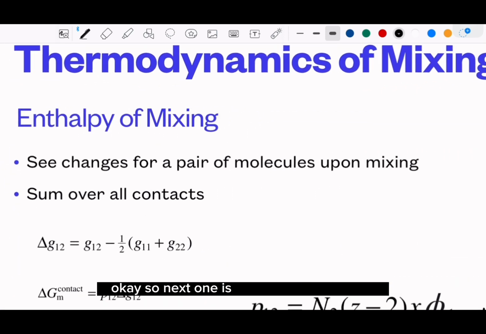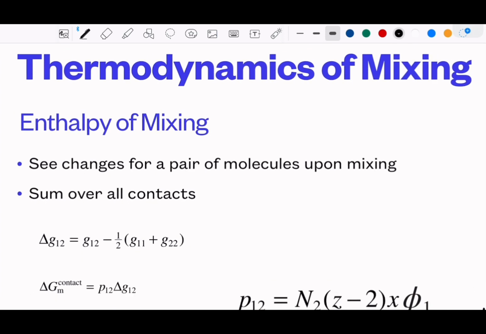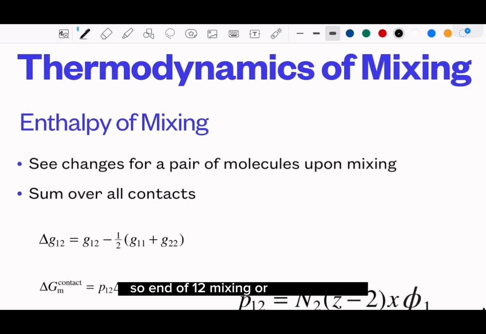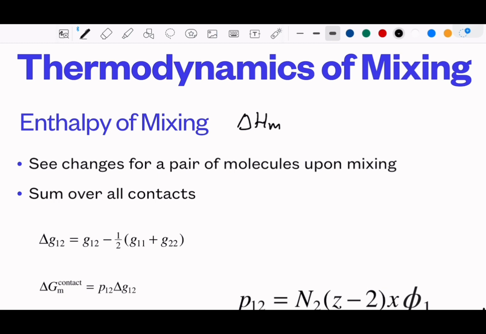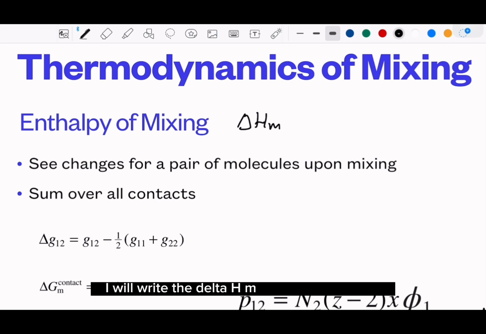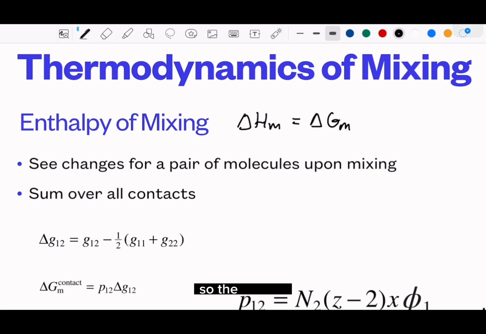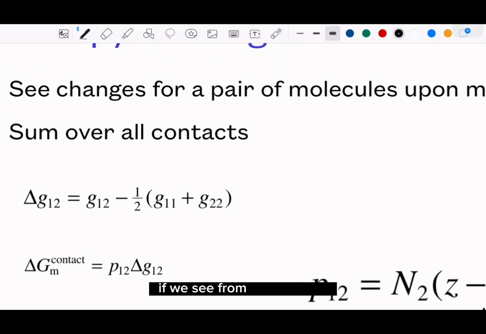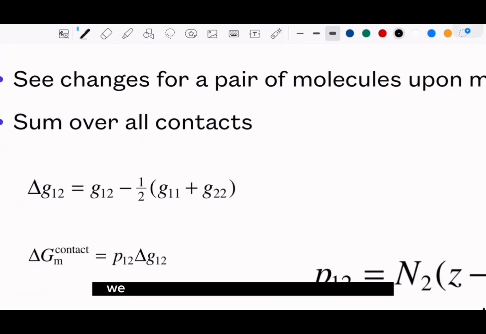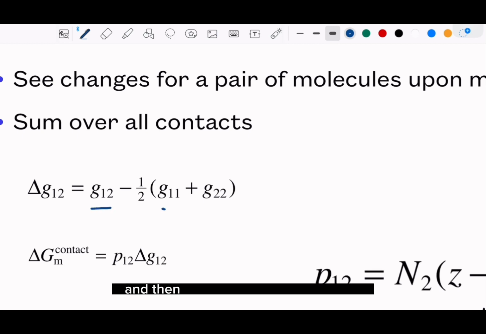Okay, so next one is the enthalpy of mixing, or the delta HM. Within this explanation, I will write the delta HM as the delta G. Okay, so the delta G, if we see from the particles, we are going to see that delta G12 is G12, and then it refers to each one of them.